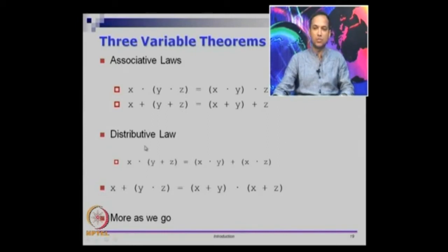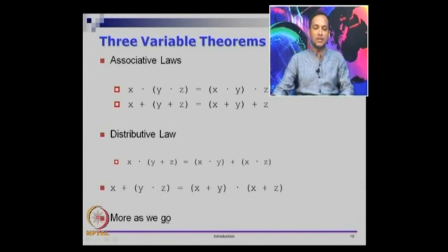Then there is distributive law, just like what we have for integers. This is distributive law. X and y or z is the same as x and y or x and z. So you can see that this dot is distributing over plus. And finally, we have this one slightly interesting theorem which is true in the Boolean world. So these things are also true in the integer world and if you take real numbers and so on. However, this is true only in the Boolean world. X plus y and z is x plus y and x plus z.